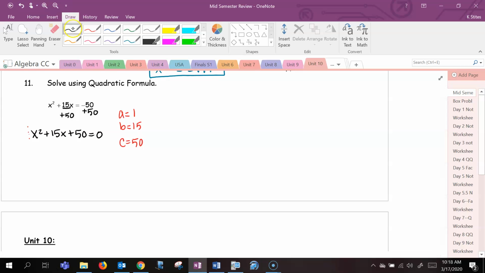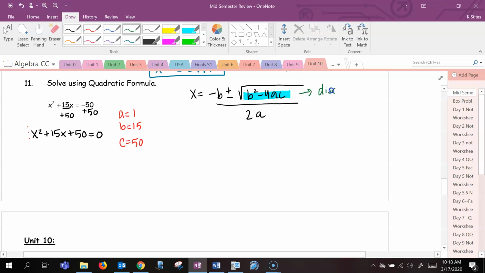And let me write your quad formula over here for you. It's x equals the opposite of b plus or minus square root of b squared minus 4ac all over 2a. And remember this part here we call the discriminant, and it tells us how many solutions we're going to have. Okay, so if we get a negative, we know it's no solution. If we get a positive, we're going to have 2 solutions. And if we get a 0, we're going to have a 1 solution.